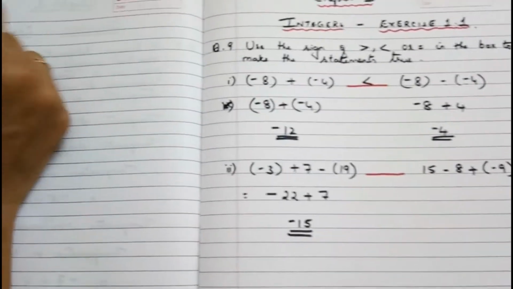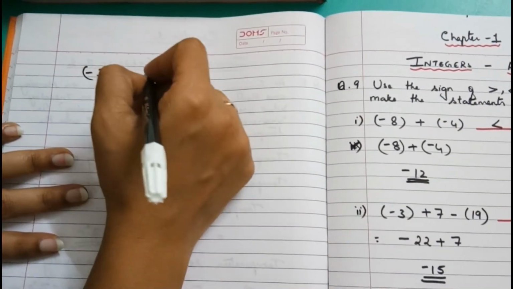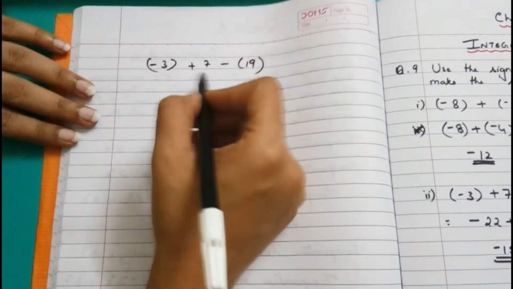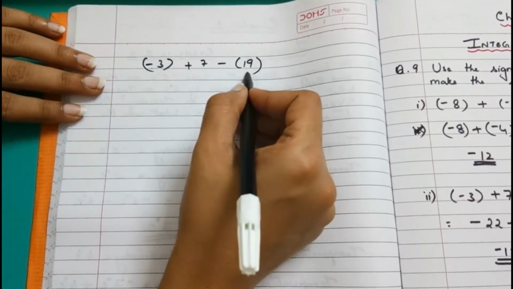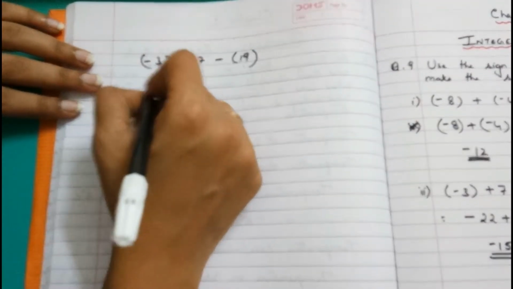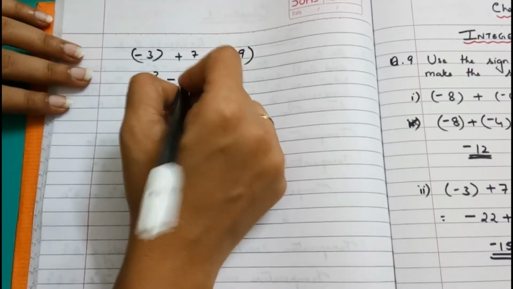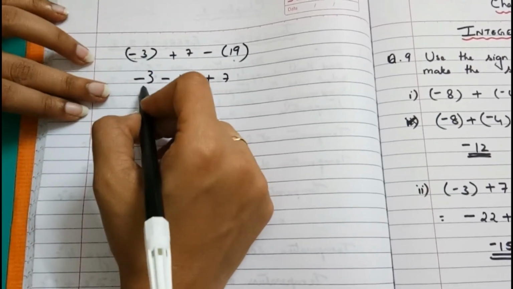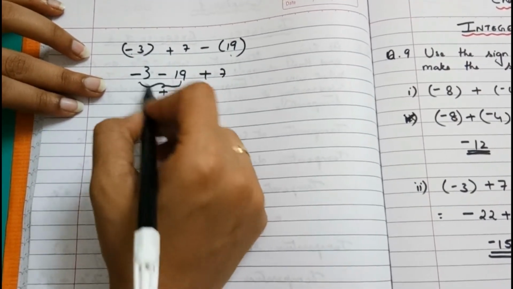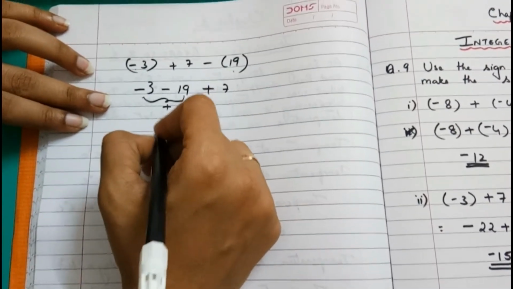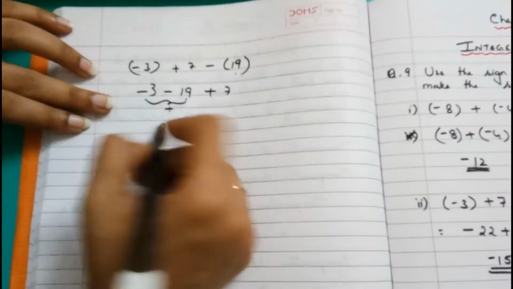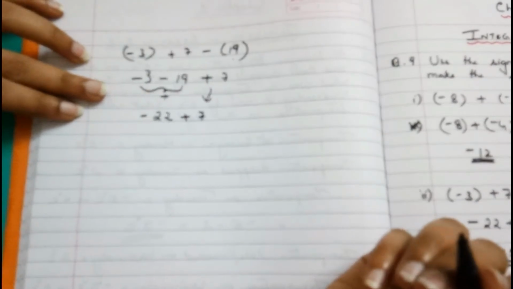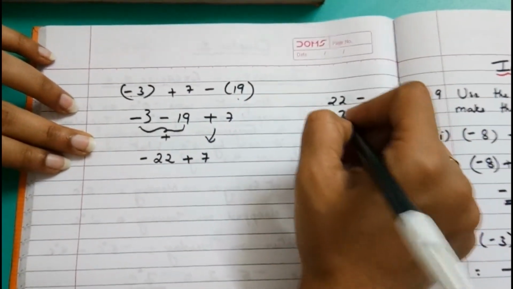Say -3 plus 7 minus 19. Here we need to calculate the minus sign first. -3 minus 19 plus 7. We'll just bring this 19 over here, it will be easy to calculate. Minus and minus becomes plus. So 19 plus 3 is 22. Since it is a minus sign, we'll put a minus sign. And then we'll bring down this 7 over here, that is plus 7. Now 22 minus 7.